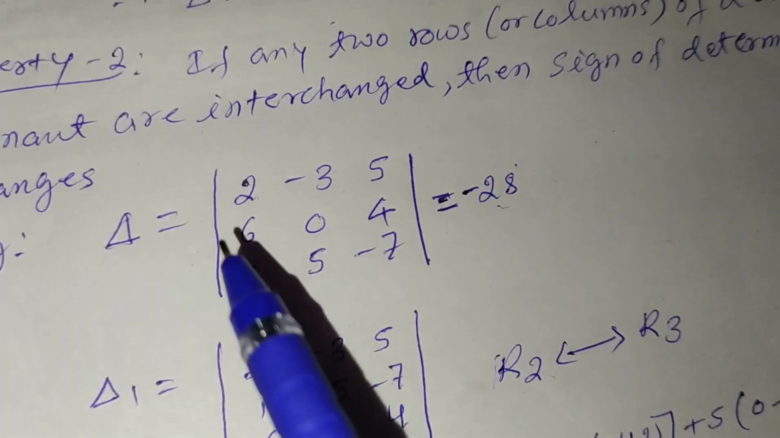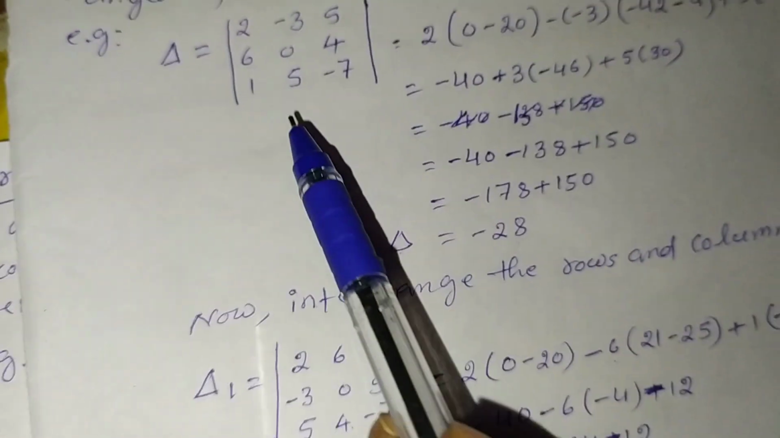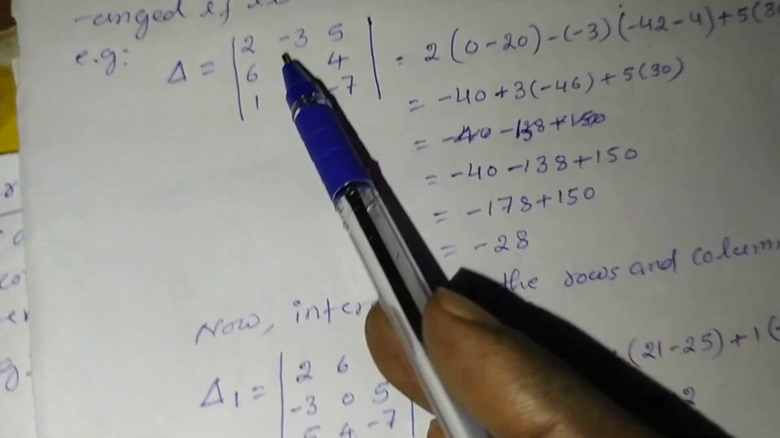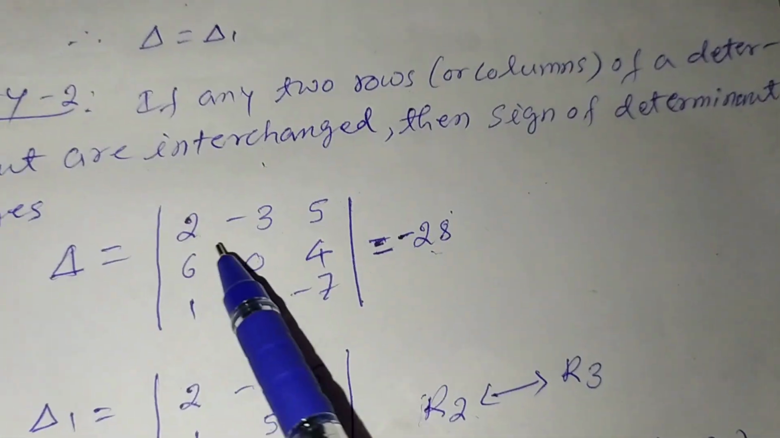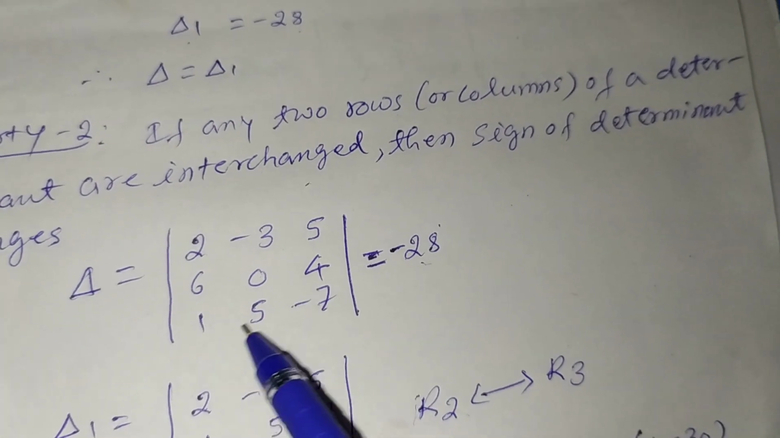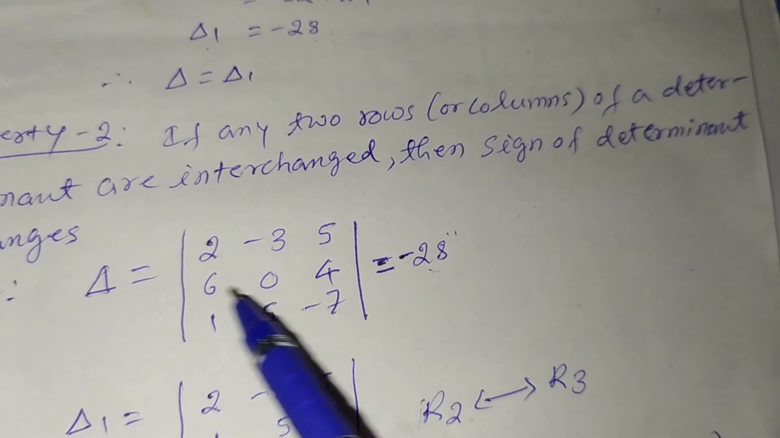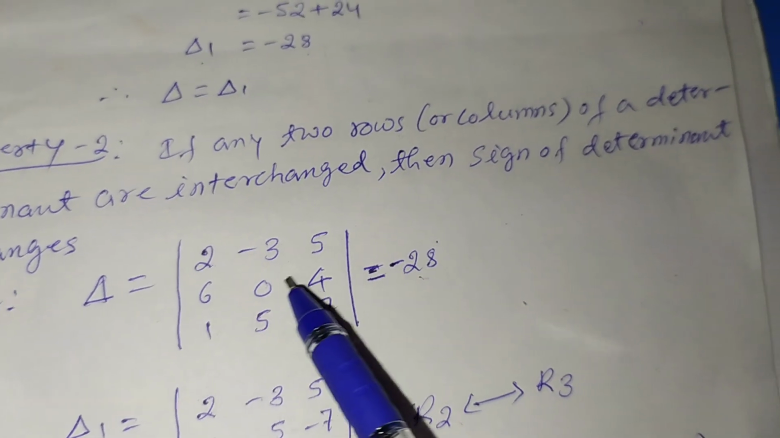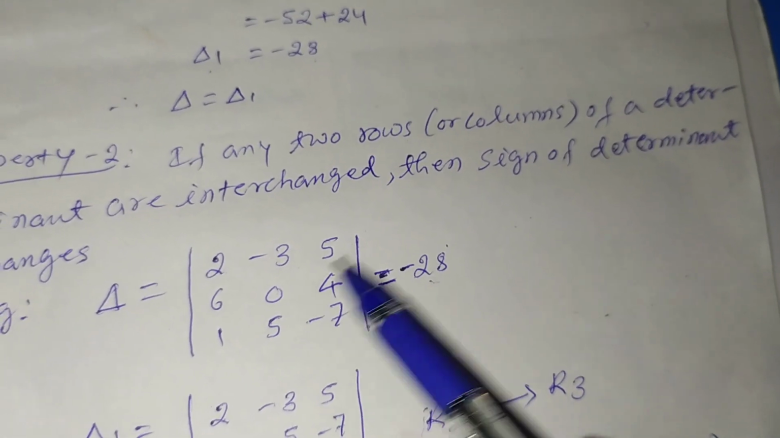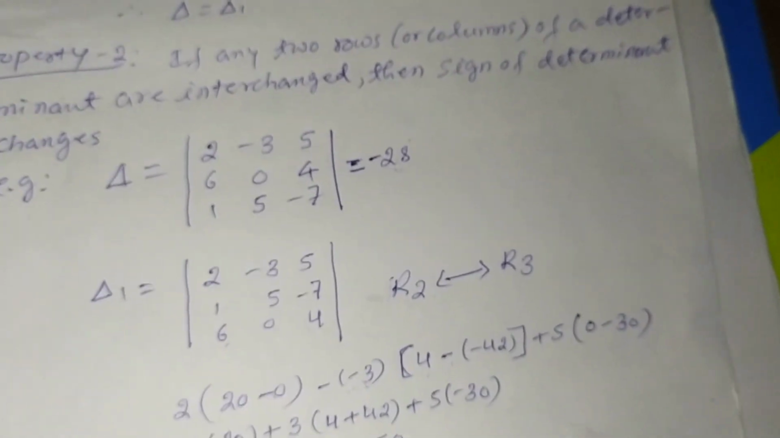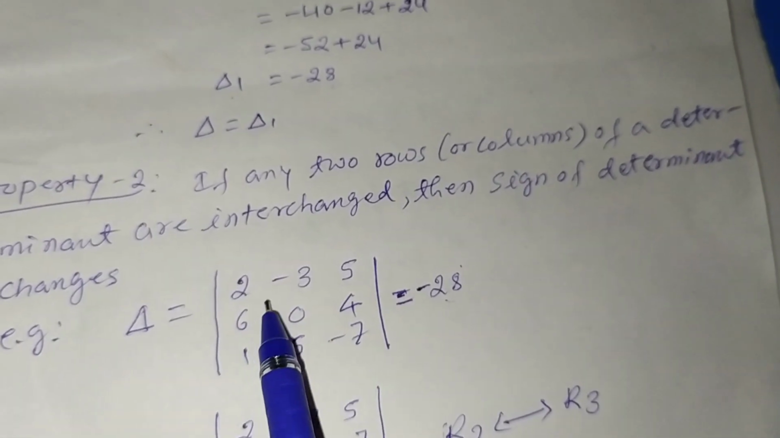See here, I have the determinant that we used in the first example, the same determinant. Delta is equal to 2, minus 3, 5, 6, 0, 4, 1, 5, minus 7. You can also take another example, according to your desire. You can take different examples with different numbers. Okay, so I am only considering this example here also.